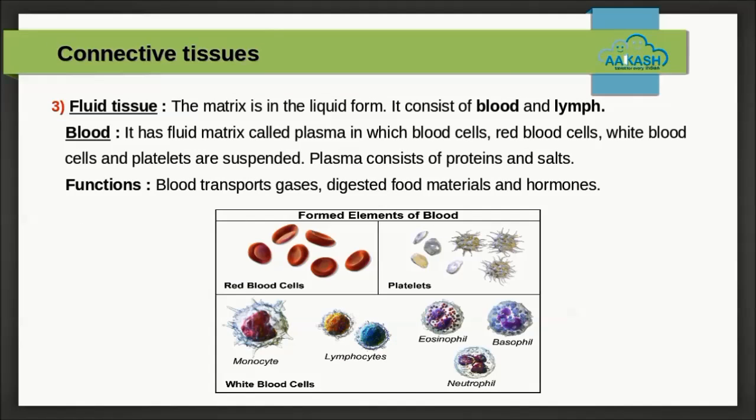Number 4. Fluid tissue. The matrix is in liquid form. It consists of blood and lymph. Blood. It has a fluid matrix called plasma in which blood cells, red blood cells, white blood cells and platelets are suspended. Plasma consists of proteins and salts. Functions: blood transports gases, digested food materials and hormones. The given diagram shows the representation of different types of cells and elements present in the blood.